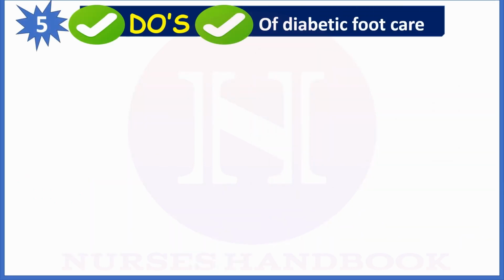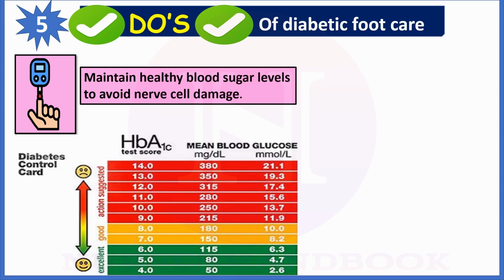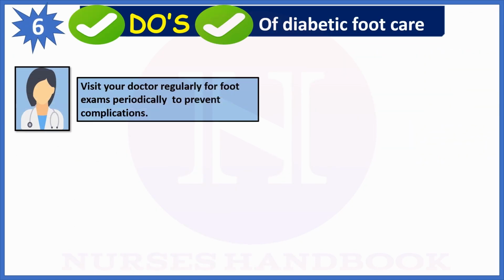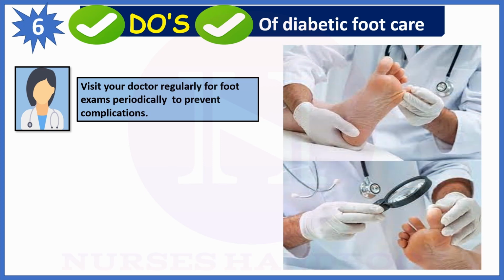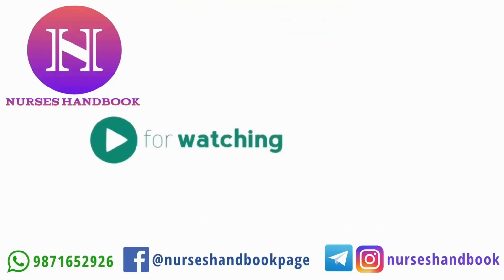And the fifth do is take care of yourself and your diabetes. Keep your blood sugar level within the range recommended by your doctor. So follow your doctor's advice regarding nutrition, exercise and medication. The sixth do of diabetic foot care is to visit your doctor regularly for foot exams to prevent any further complications.